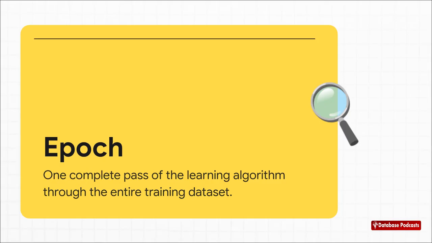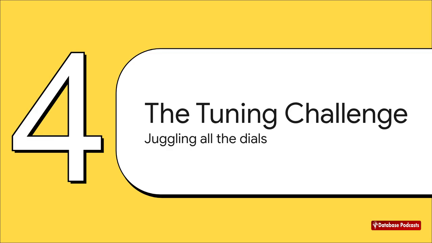And it's the exact same story with the number of epochs. This is another one of those familiar dials. An epoch is just one complete run-through where the network sees every single piece of data in the training set. So picking the number of epochs is like deciding how many times the student gets to study the textbook before the final exam. Now that brings us to our final, and let's be honest, most complex topic, the tuning challenge.